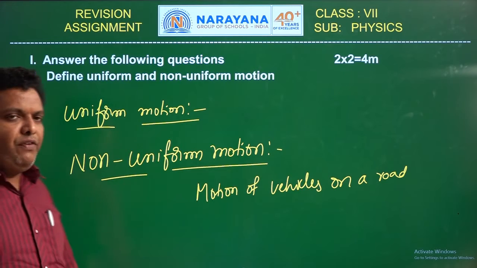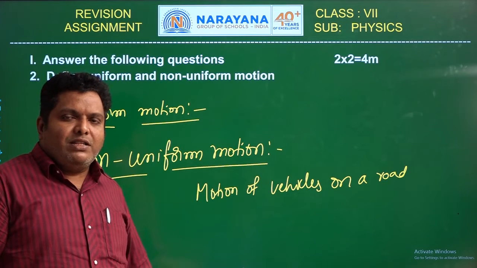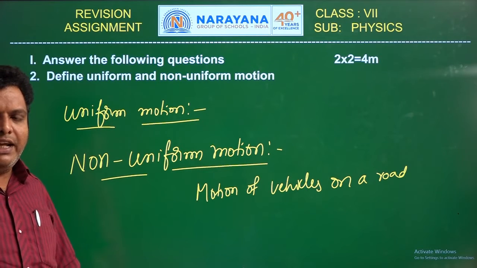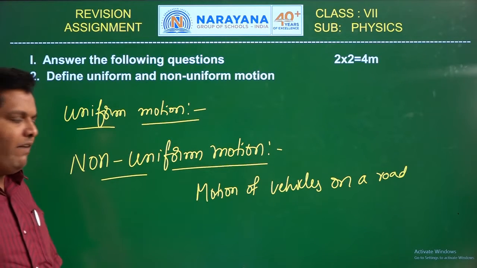And the example for uniform motion is all the planets revolving around the sun in a circular orbit, which is the best example for uniform motion because it covers equal distances in equal intervals of time.